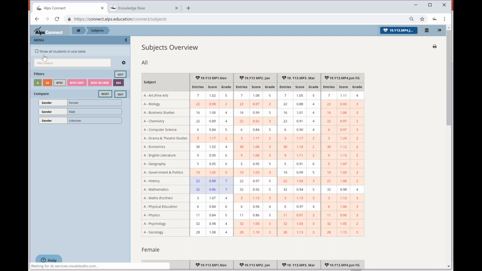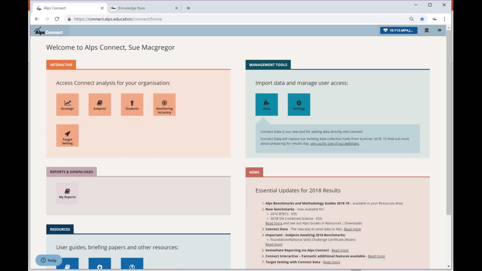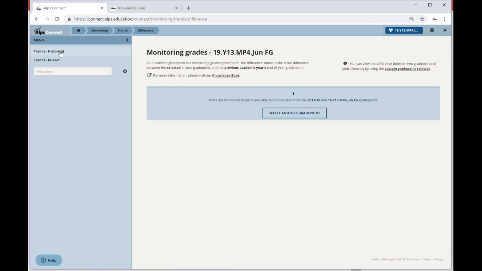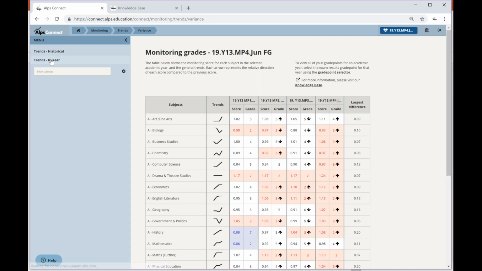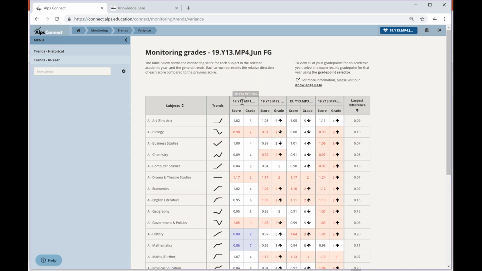So let's pop in here. Now, I've got no grade points at the minute, so bear with me. Historical trends or in-year trends. The historical trends is going to show you the difference between any two grade points, okay? And the in-year trends, you can have more of a trend. So I'm showing you now, I've flicked into MP4, so it's basically November, January, March, June, okay?